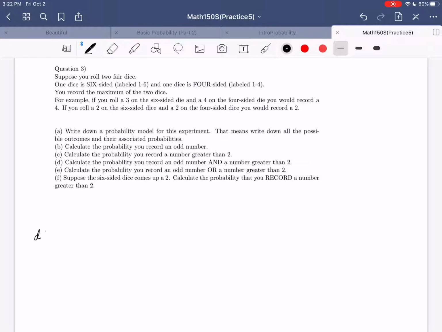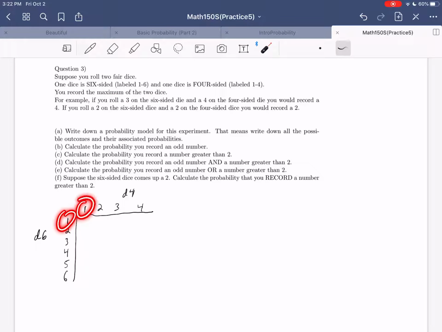Let's put our 6-sided dice here. 1, 2, 3, 4, 5, 6. Those are all the things that can happen there. And let's put our 4-sided dice here. 1, 2, 3, 4. And then we'll put some lines. And on the inside of this table, we'll put the actual result of this game or of this rule. So remember, in this one, you record the maximum of the 2 dice. So 1 and 1, well, the maximum would be 1. 1 and 2, the maximum would be 2. 1 and 3, 3. 1 and 4, 4.